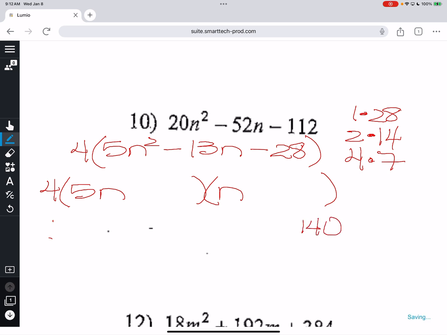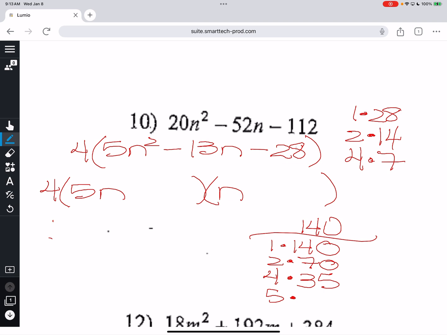Wait, is it 7 and 4? I think it might be 7 and 4. Wait. Yeah, it is. It is 7 and 4. You knew it. Yay.